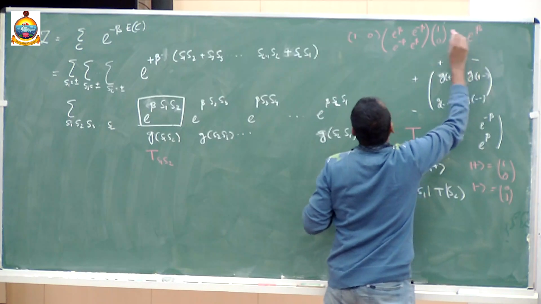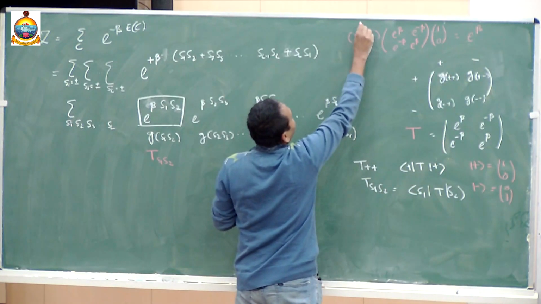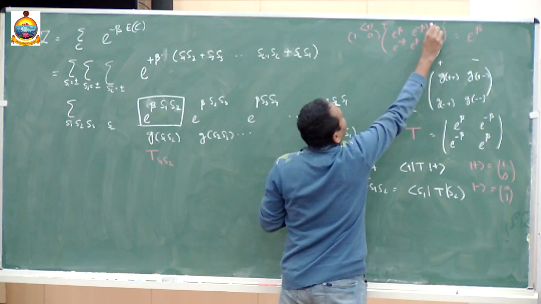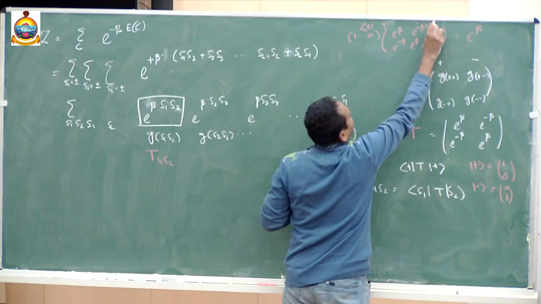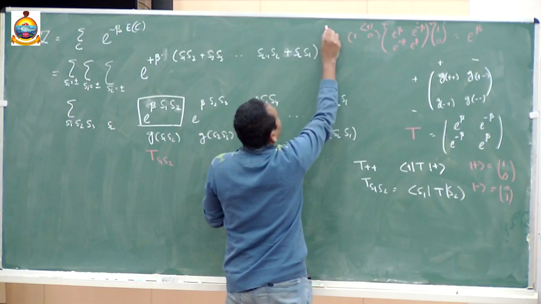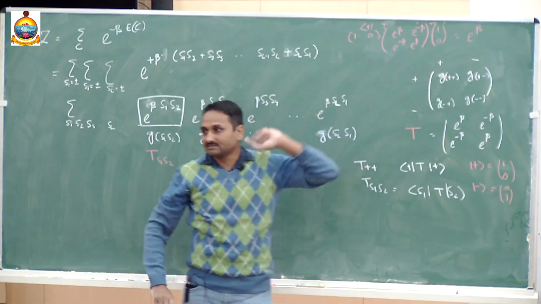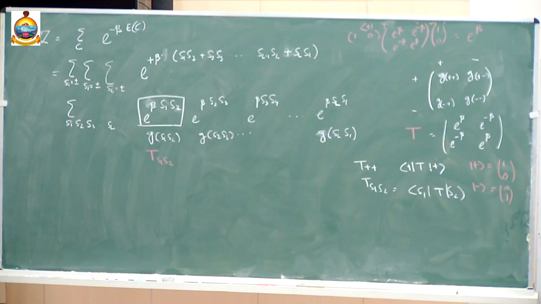So that's the meaning of this: this is plus, and this is T, and this vector is plus. So this is just plus T plus. You multiply, you get this. So that's the notation.